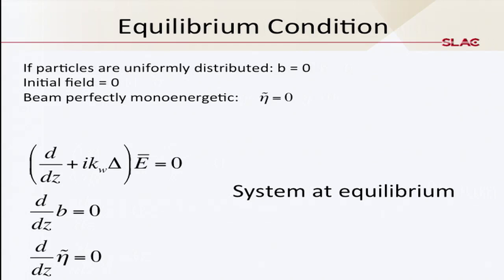And it's pretty trivial, right? If all the quantities that we talked about are zero, so if you have no microbunching, no initial field, and your beam is perfectly monoenergetic, so you have no energy modulation, then nothing happens, right? Because in the idealized case where you have zero bunching, there's no radiation. There's no way you can generate energy modulation. There's no way you can make bunching. So this is a nice equilibrium condition.